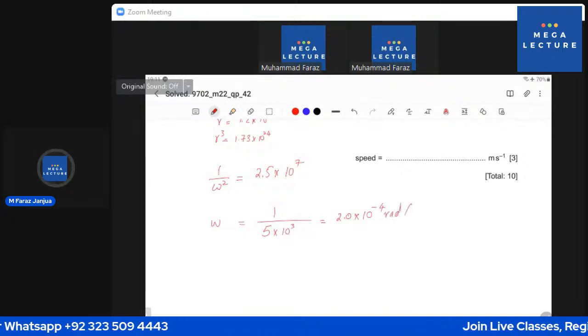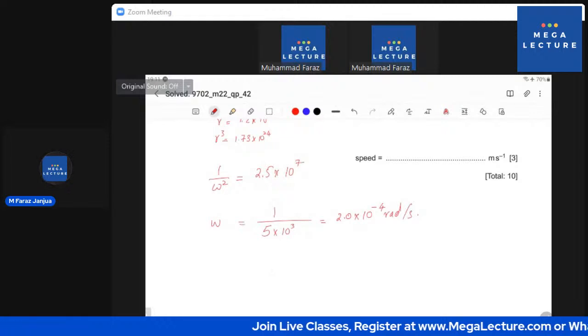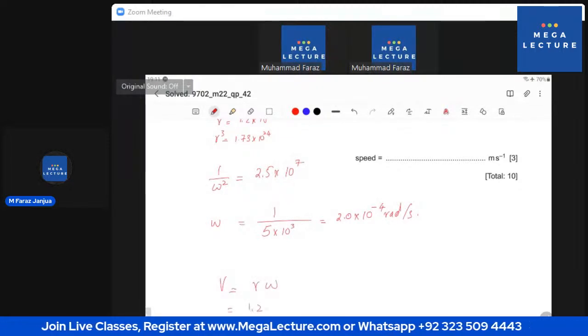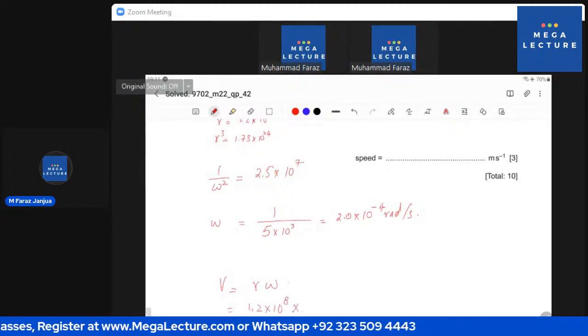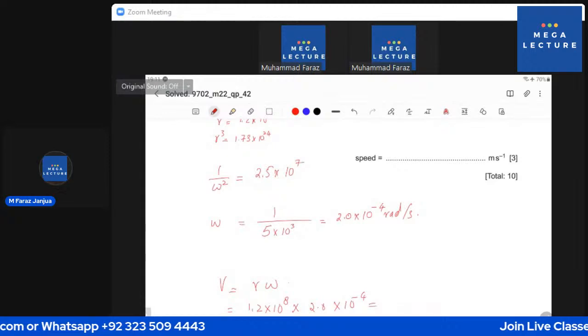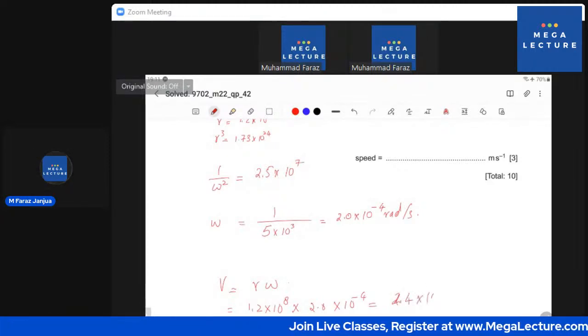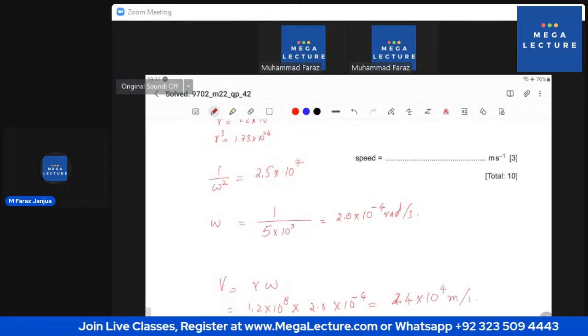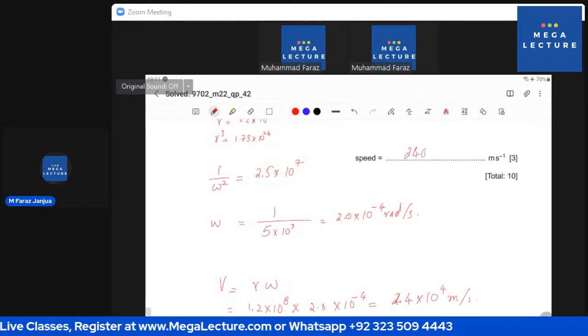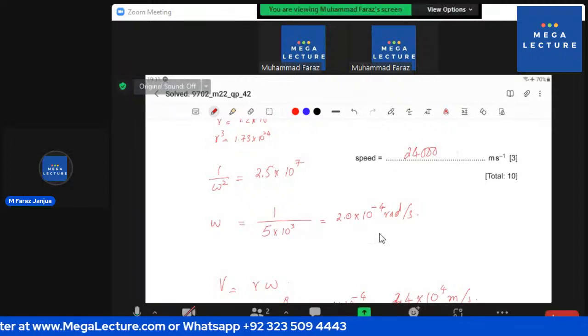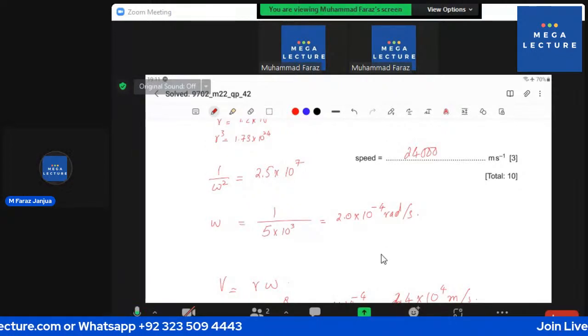Now we have omega, we have r. The formula for V equals r omega: 1.2 into 10 to the power 8 multiplied by 2.0 into 10 to the power minus 4, and the answer will be 2.4 into 10 to the power 4 meter per second. So 24 kilometers per second, that is the speed of that moon.